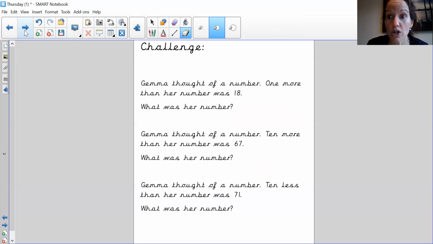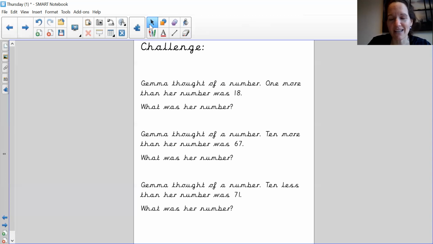Now I've got some word problems. So these ones are tricky. So Gemma thought of a number. 1 more than her number was 18. What was her number? Can you figure that one out? Gemma thought of a number. 10 more than her number was 67. What was her number to start with? Gemma thought of a number. 10 less than her number was 61. What was her number? So try those challenges if you are feeling confident.